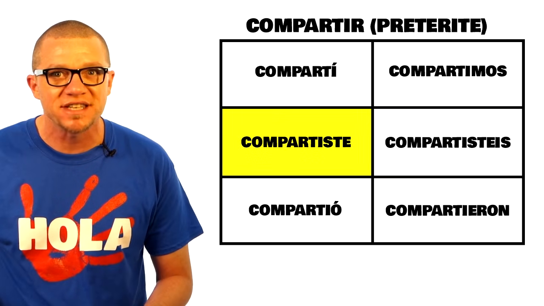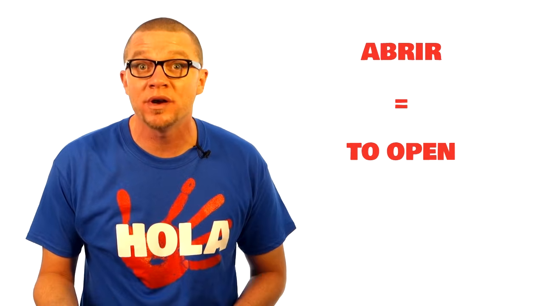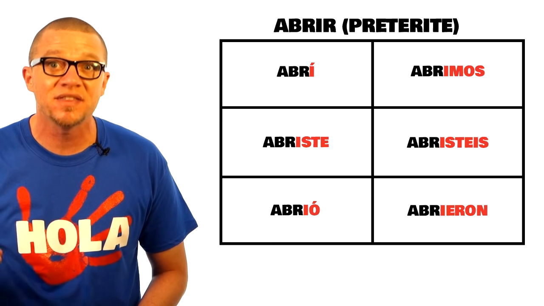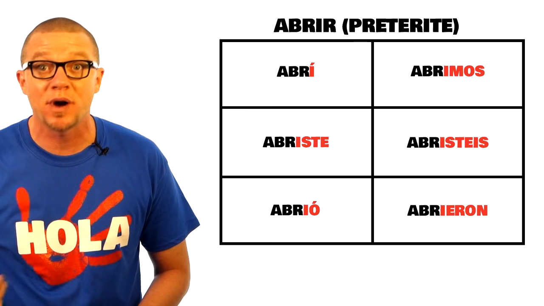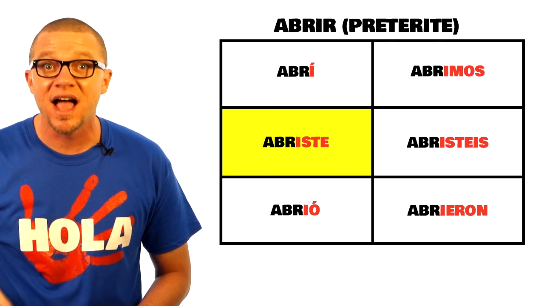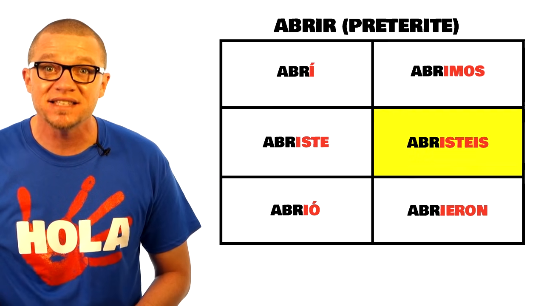Compartiste isn't very hard to say, so neither is compartistes. And that form, the vosotros form, is only used in Spain anyway. Let's take a look at another regular IR verb, abrir, to open. Take off the IR in every box and add the same endings we just added to compartir. I with the accent, iste, IO with the accent, imos, istes, ieron.